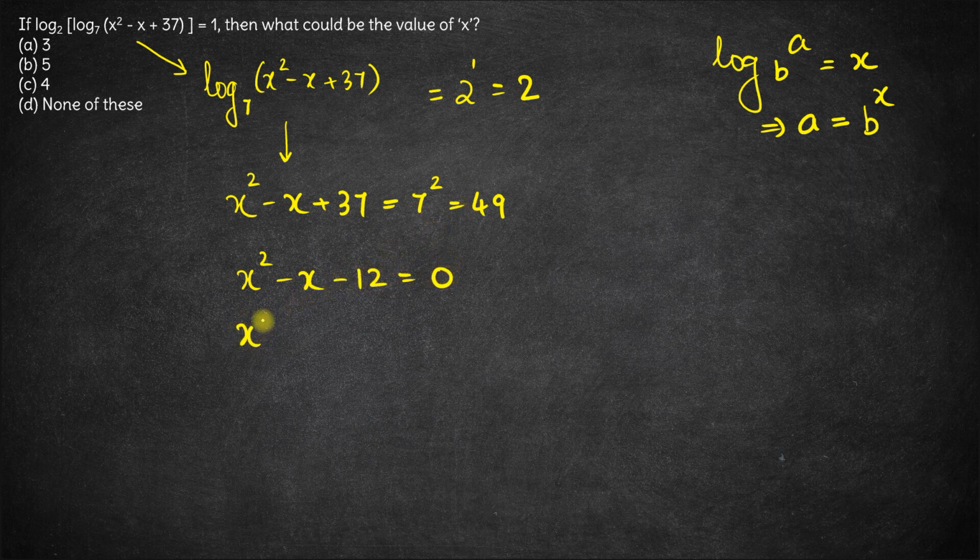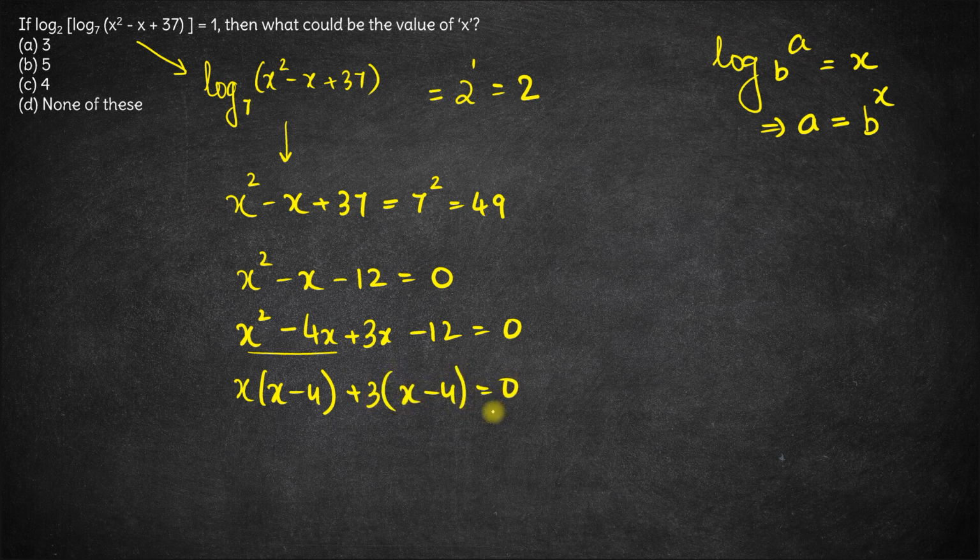Right? Now we can further split the middle term as x square minus 4x plus 3x minus 12 is 0. So the two terms when we split are minus 4 and plus 3. Minus 4 plus 3 is minus 1 and minus 4 into plus 3 is minus 12. Right? So taking x common here, we have x minus 4 remaining, and taking plus 3 common here, we have x minus 4 remaining, which is equal to 0. Taking x minus 4 common from both, we have x plus 3 here, and this is equal to 0. So from here we have either x is equal to 4 or x is equal to minus 3, right?